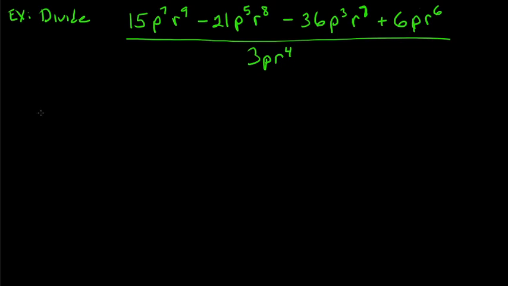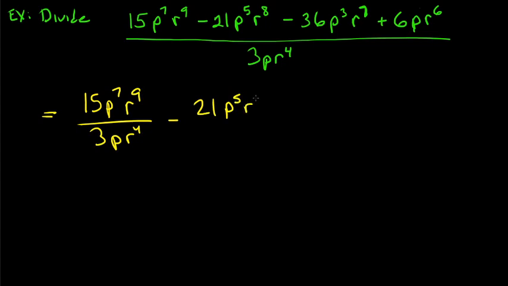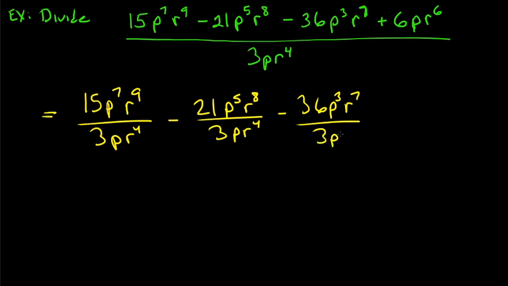Okay, everyone got it? So, this is one you can almost do in your head, but I'm going to write it out. There's really only one step to do, right? So 15p to the 7 r to the 9 all over 3p r to the 4, and then minus 21p to the 5 r to the 8 over 3p r to the 4, minus 36p cubed r to the 7 divided by the same 3p r to the 4, and then plus 6p r to the 6 all over 3p r to the 4.